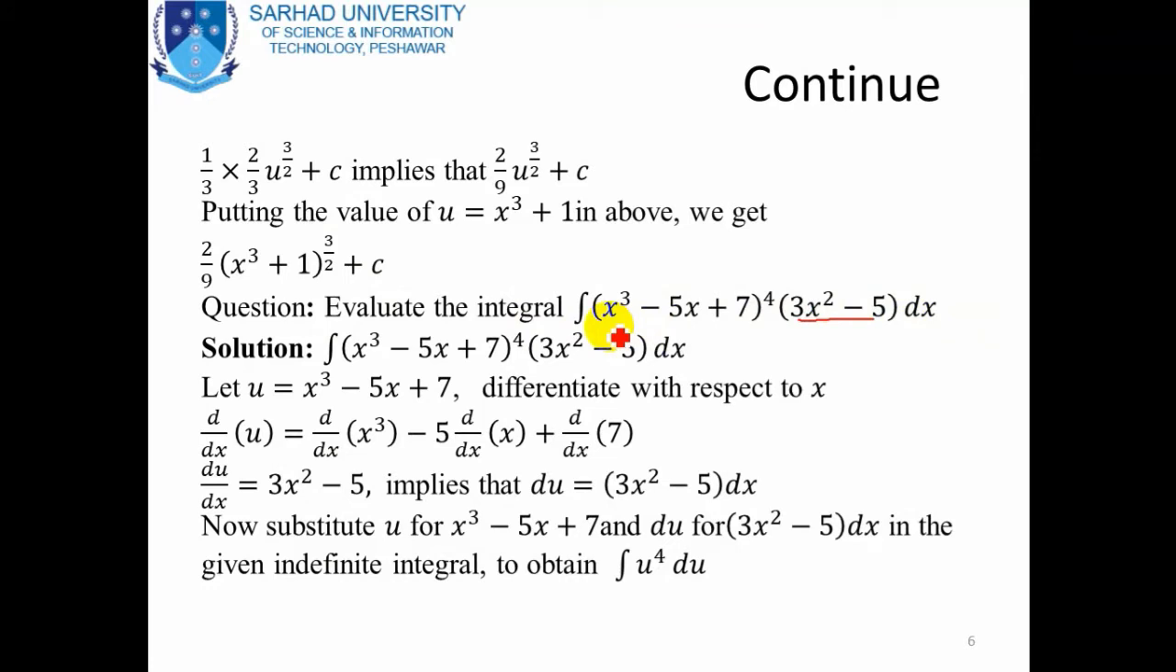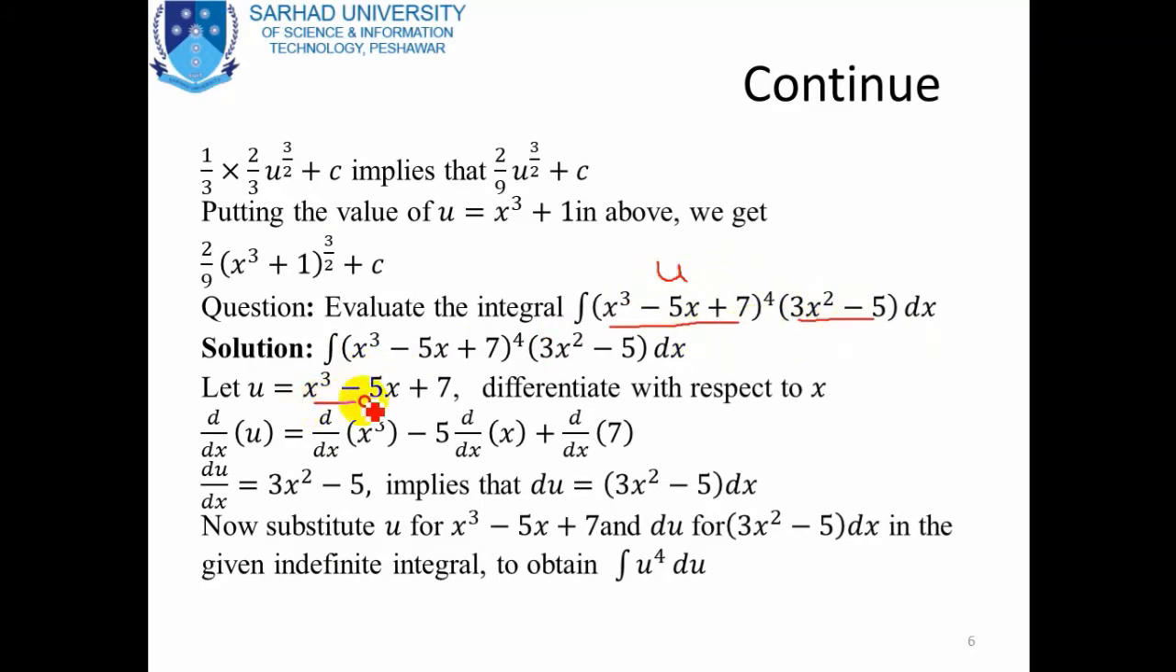So we suppose x cube minus 5x plus 7 is u. Then after the derivative, we obtain 3x square minus 5 into dx is equal to du. So actually we want to convert all these terms of x into terms of u. If we suppose this term is u, then after the derivative we obtain this term equal to du, like you see over here.